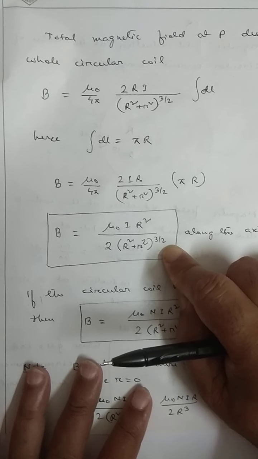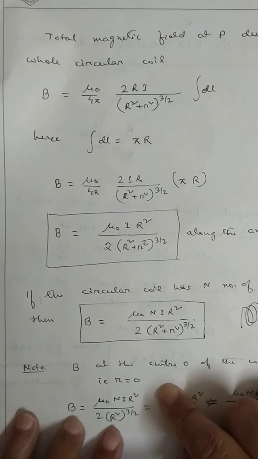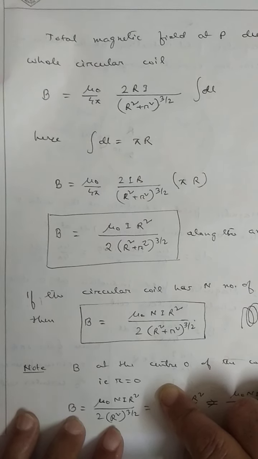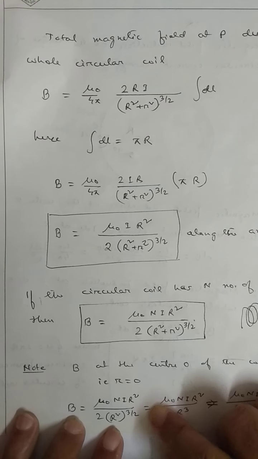The question will be like this: state the Biot-Savart law and hence find the value of magnetic field induction at an axial point due to a current carrying circular coil. And they may give a tail question. What is the tail question? Also find the value of magnetic field induction at the center of the circular coil.